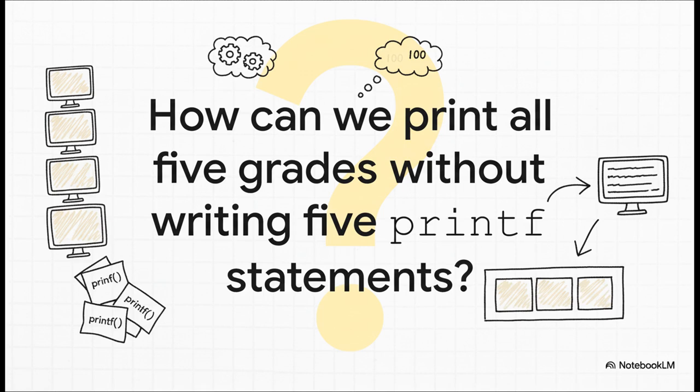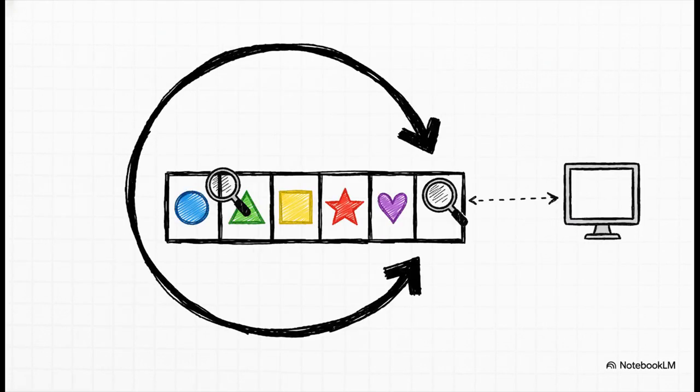What if you had 100 grades or 1,000? No way. There has to be a better way. And there is. The for loop is an array's best friend. I mean it. If you look at the code, we create a little counter variable, i, that starts at 0 and goes up to 4.